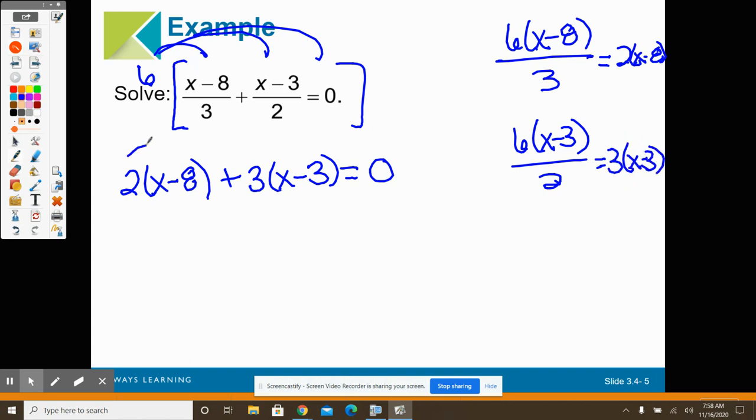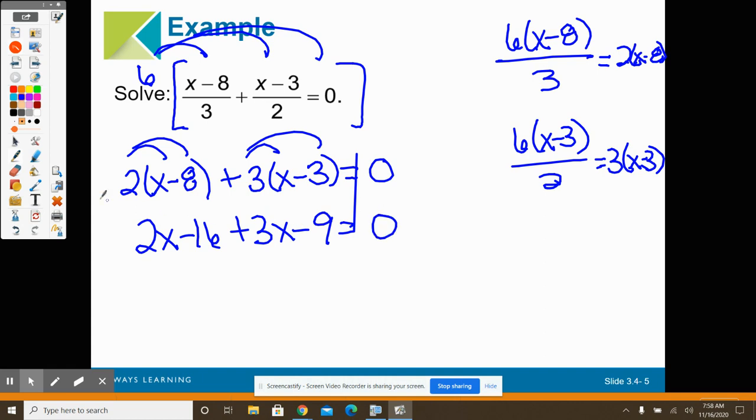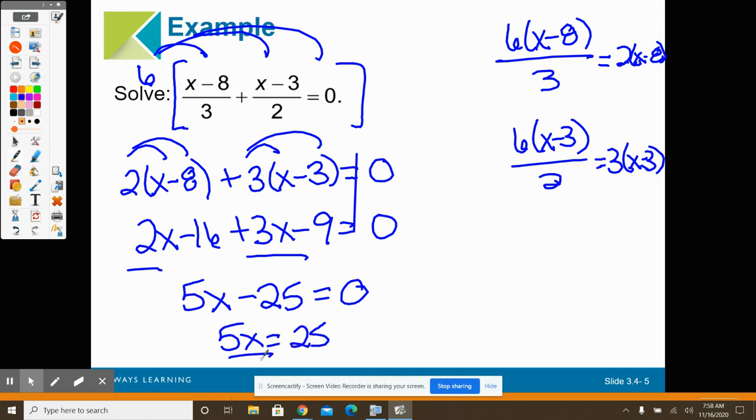All right, now let's clean up. That's 2x minus 16 plus 3x minus 9, and that's going to equal 0. 2x and 3x is 5x. Minus 16 minus 9 is minus 25. Add 25. Divide by 5. And you get x equals 5.